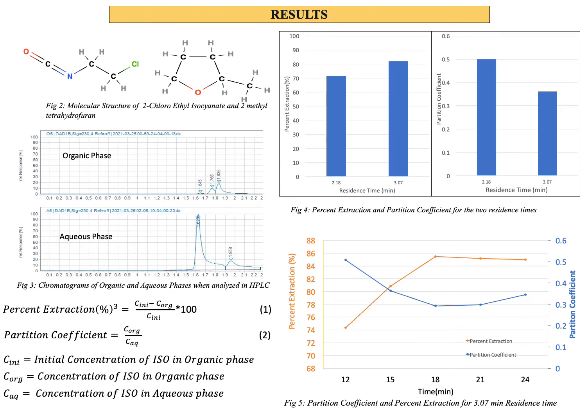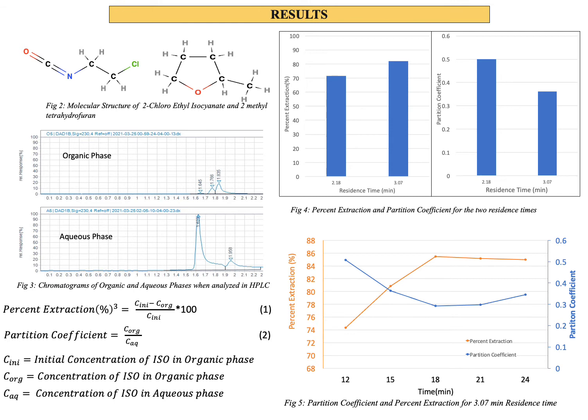Moving on to the results section, Figure 3 showcases chromatograms for the organic and aqueous phase when analyzed in HPLC. In the aqueous phase, we can see a distinct peak at 1.6 minutes that corresponds to 2-chloroethyl isocyanate. But in the organic phase, that peak is not visible, which goes to show that the extraction was successful. To see how successful the extraction was, we calculated percentage extraction and partition coefficient.